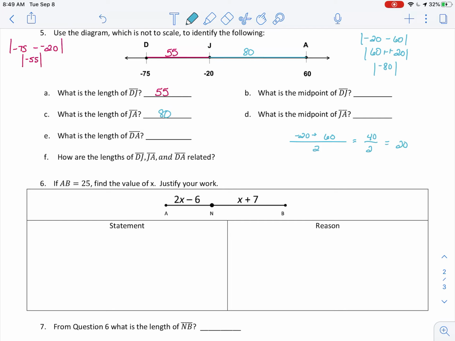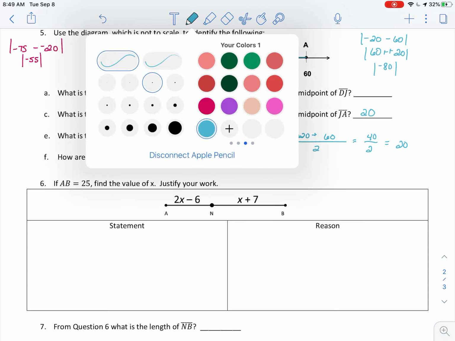Divided by 2 is 20. This means that if there was a dot at 20, this distance is the same as this distance. Specifically, they're both 40, and 40 plus 40 is 80. Let me get rid of that because I don't need that. But that is the location of the middle point.